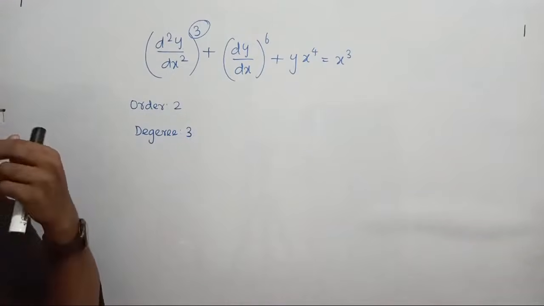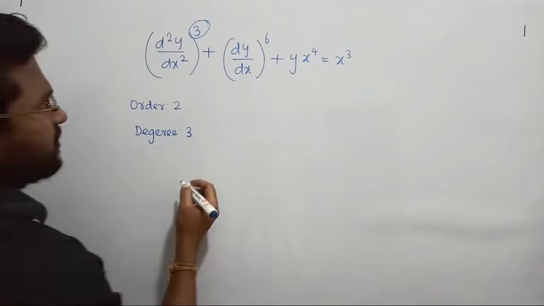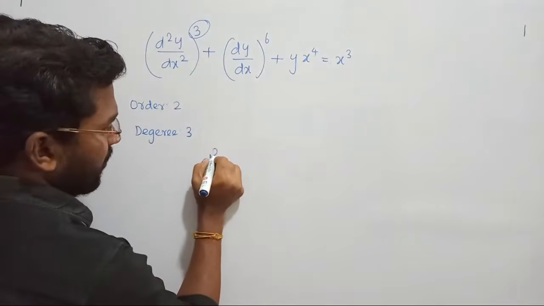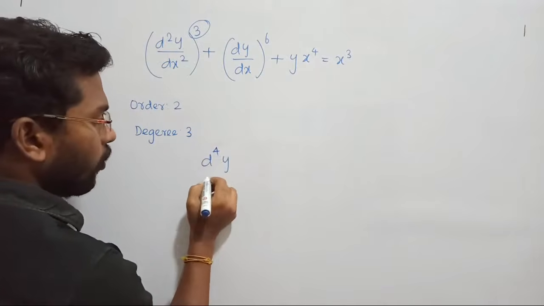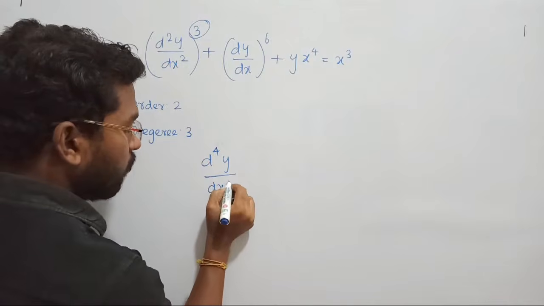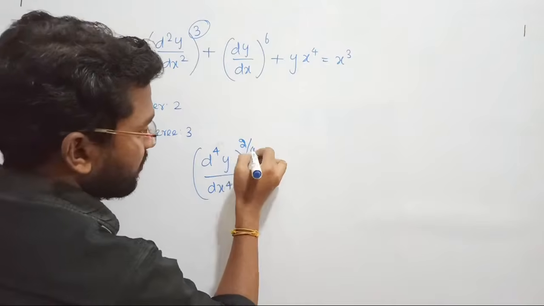If this value is not fractional, then we can directly consider this one, right? Now let us consider one more example. It is given as d square y, okay, let me consider some other variable, d power 4 upon dx power 4, whereas whole power we are going to consider 2 by 4. It is given like this.